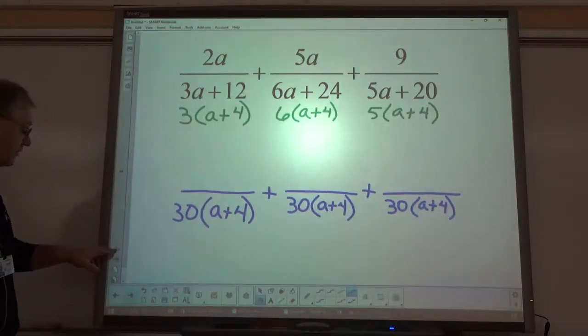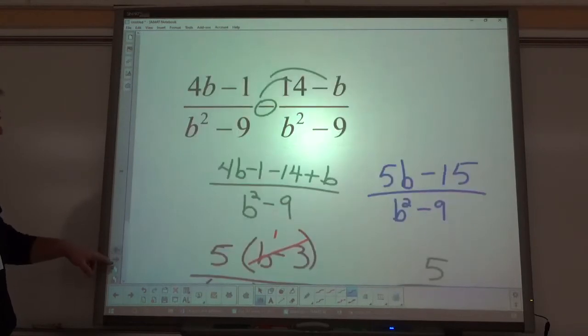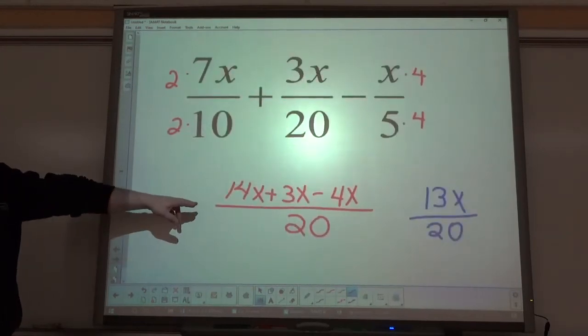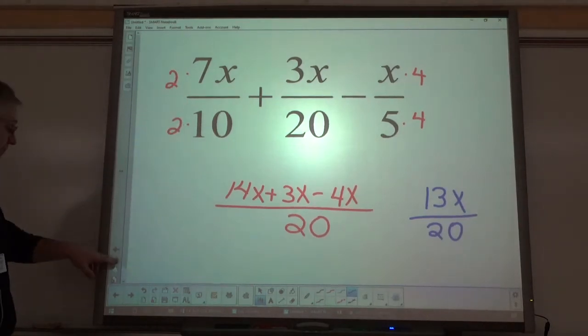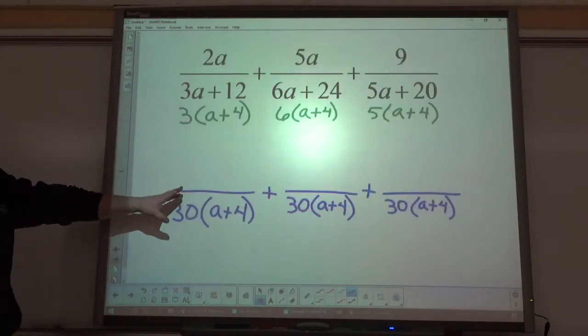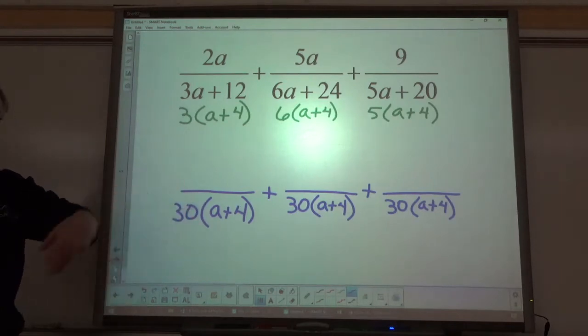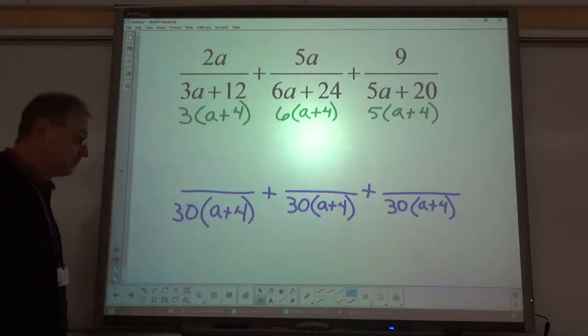So again, you could do it like this, where you have one denominator and just do the numerators on top. Or you can do it like this, where you have separate fractions with all the same denominator. It's the same idea.